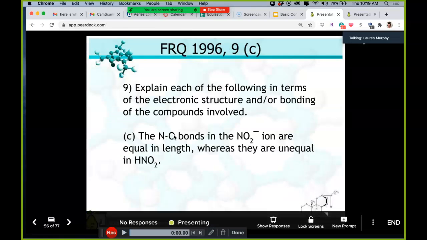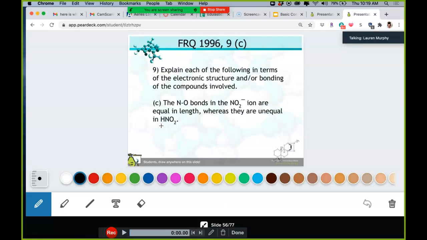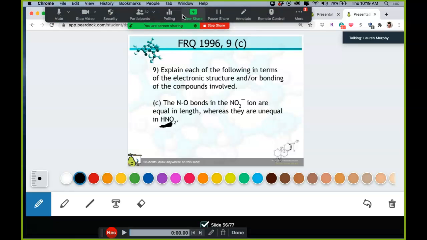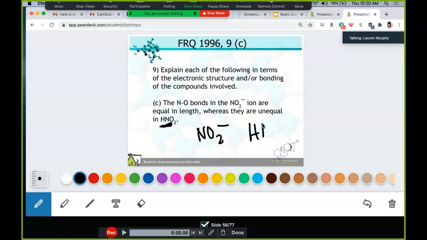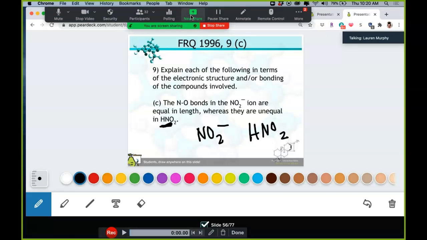Okay, so the NO bonds in the nitrite ion are equal in length, whereas they are unequal in HNO2. So here's what I would do. Please draw nitrite and please draw HNO2. So this is what I was just saying. This is an oxy acid, meaning the hydrogen is not attached to the nitrogen. The hydrogen is going to be attached to one of the oxygens. Which one? I don't care. It doesn't matter. So go ahead and try to draw nitrite, and then go ahead and try to draw nitrous acid.